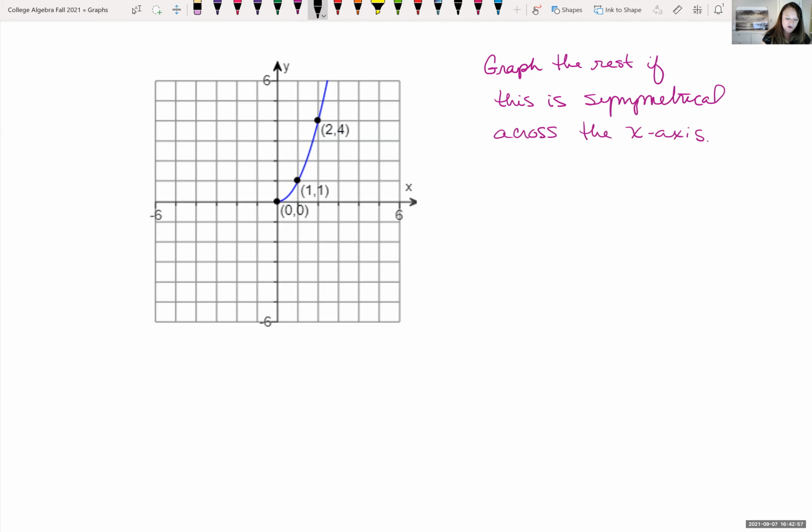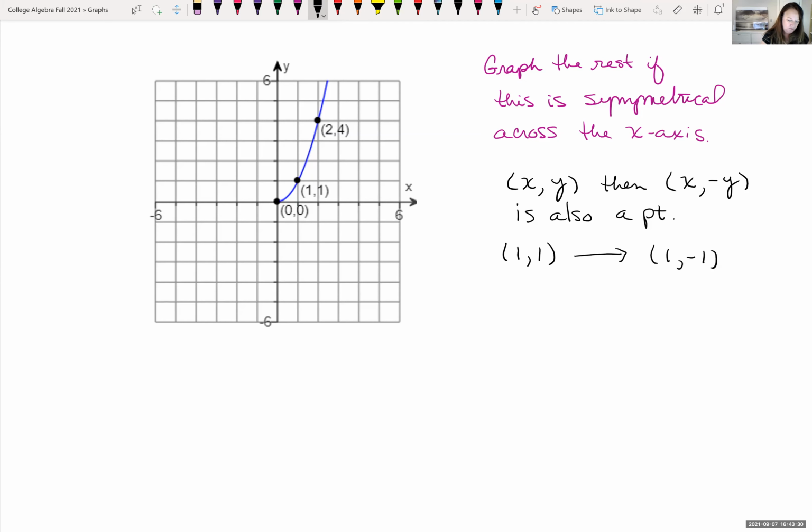So recall that told us if it was symmetrical with the x-axis, if x, y is a point, then it changed our y value. x, negative y is also a point. And so 0, 0, changing the y value doesn't do anything. But 1, 1, if I was looking at what point is symmetrical to that point across the x-axis, this would be the point 1, negative 1. Right? If I folded this paper across the x-axis, this point would be lying on top of this point now.